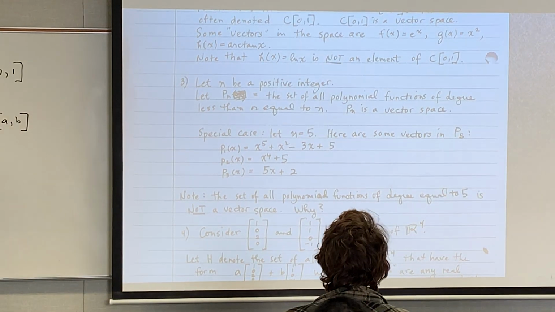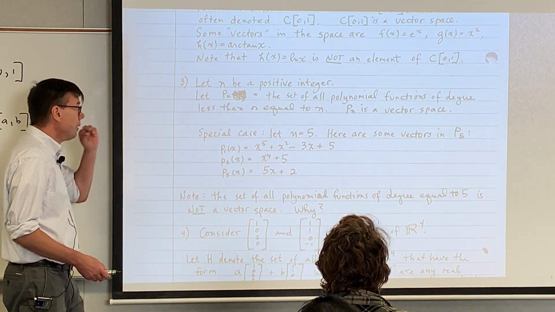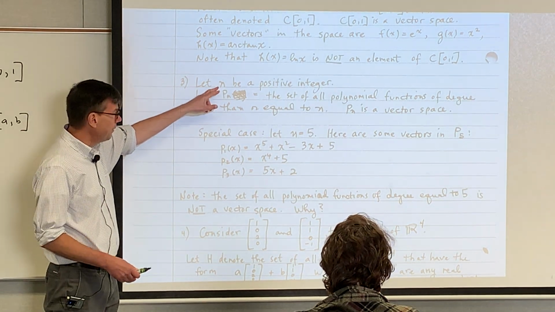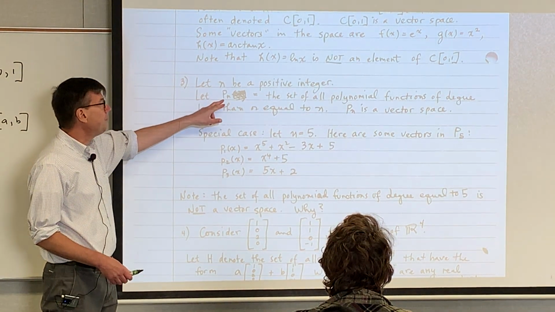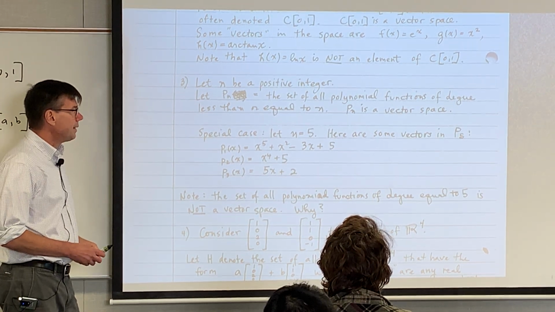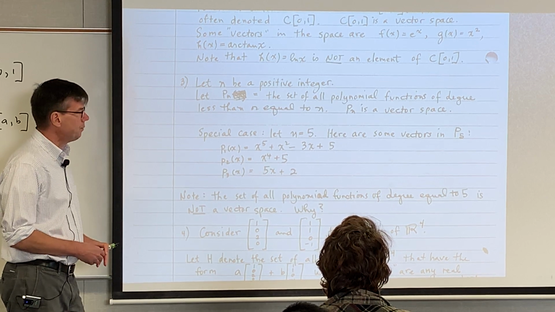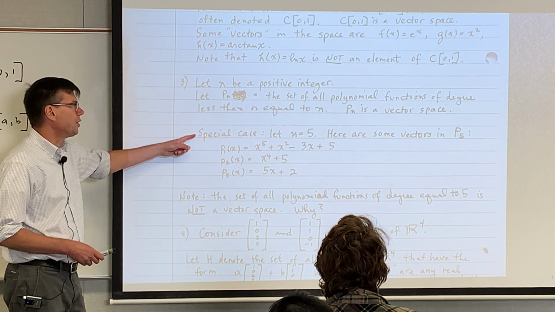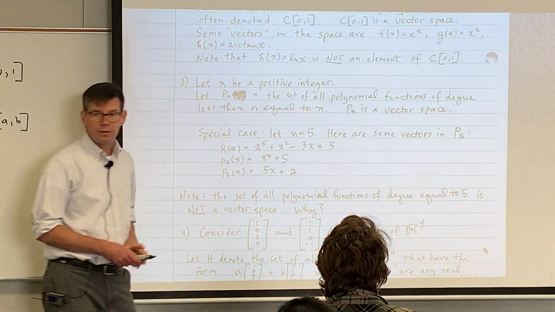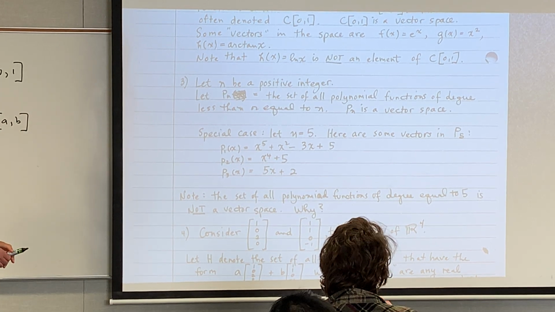Number 3 is an example that we're going to fall back on a lot. Fix a positive integer, so 1, 2, 3, 4, fix that number. Let P sub n be the set of all polynomial functions of degree less than or equal to n. That P sub n is a vector space. Let's look at one special case. If n is 5, P sub 5 means all polynomial functions of degree less than or equal to 5.